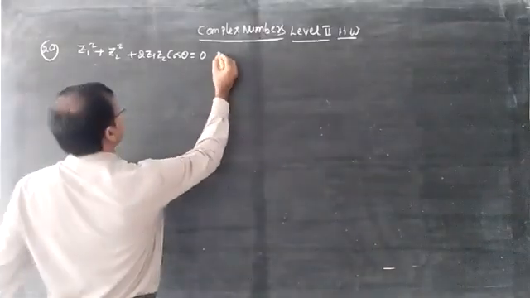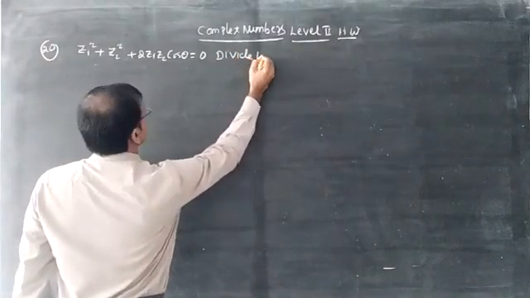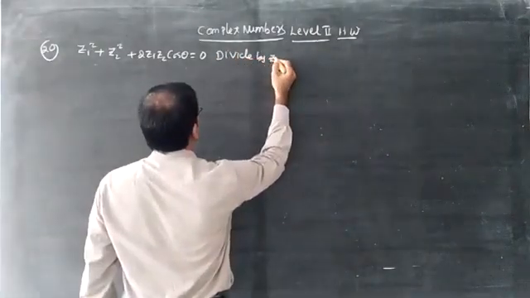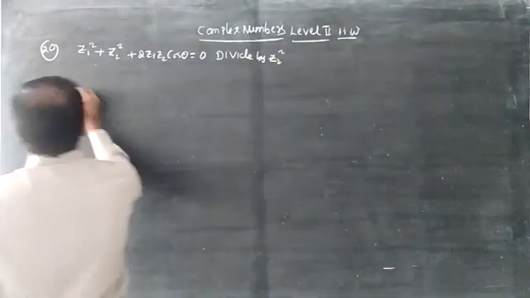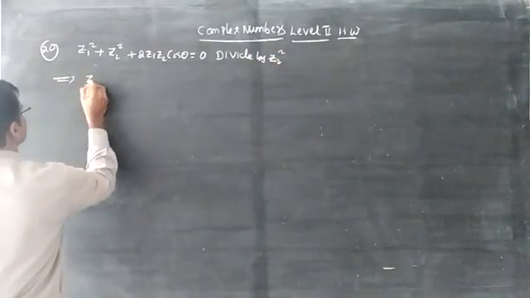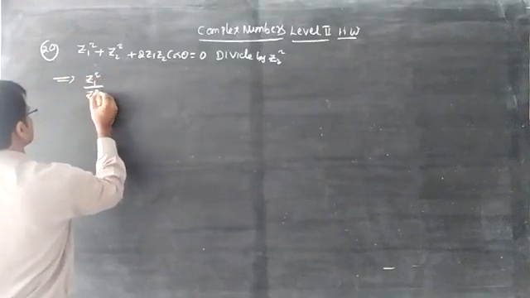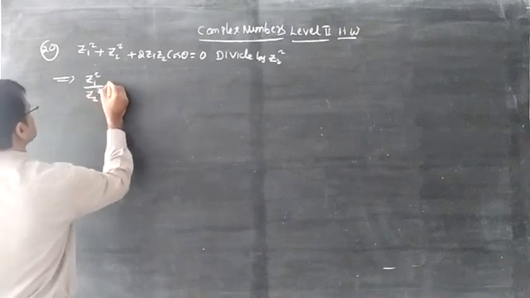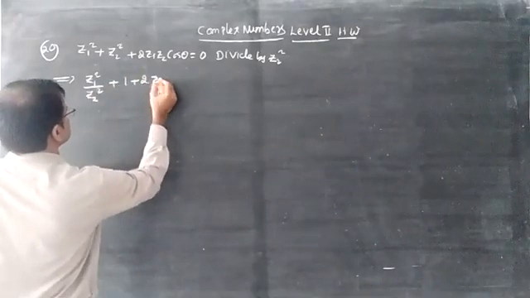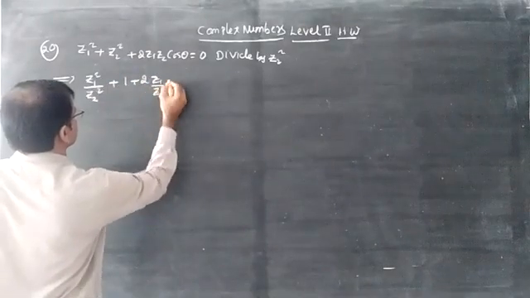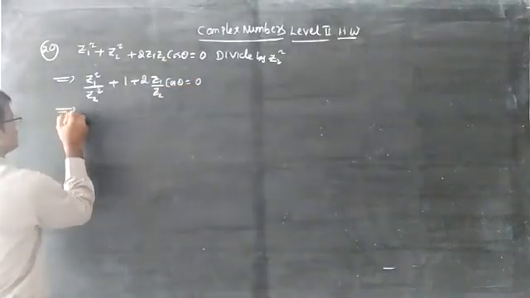Students, better to divide by Z2 square, getting two complex numbers as one complex number. Write like this: Z1 square by Z2 square plus 1 plus 2Z1 by Z2 cos theta equal to 0.